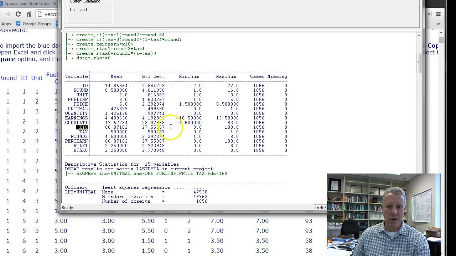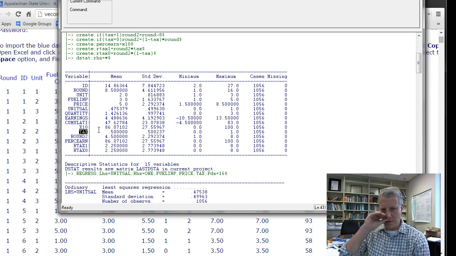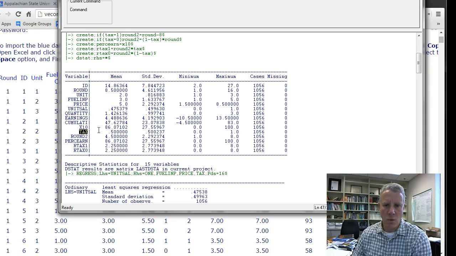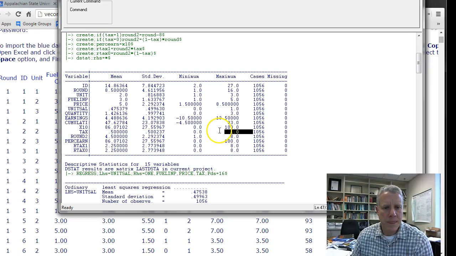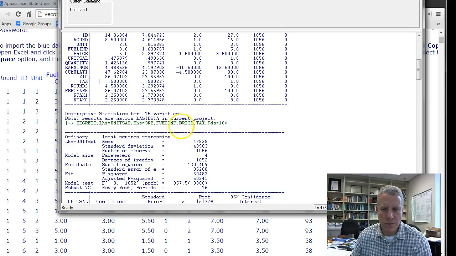X10 is the percentage earnings. It goes from 0 to 10 to 100 for each person. And the tax variable, this is a 0-1 variable that's equal to 1 if the unit of observation occurred in the last 8 rounds. So this is when we were having to pay the tax, purchase the allowance in order to produce the good. And then we'll ignore the rest of those variables.